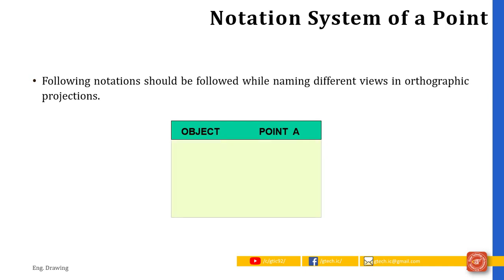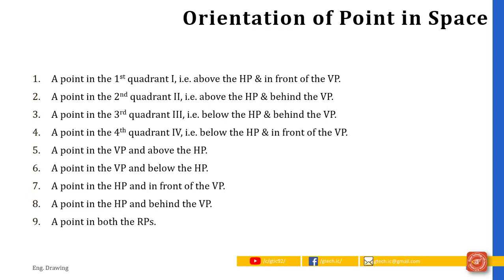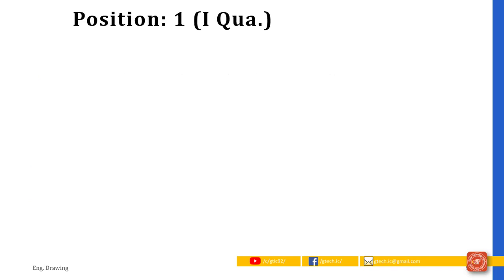Notation system of a point. Following are the notations that would be used for understanding the different views in orthographic projection. The top view is shown as A, the front view is shown as A dash, and the side view is shown as A double dash. Okay, now let's discuss one by one each of the orientations of a point in space.